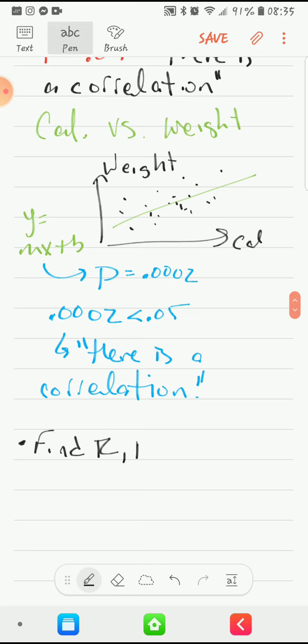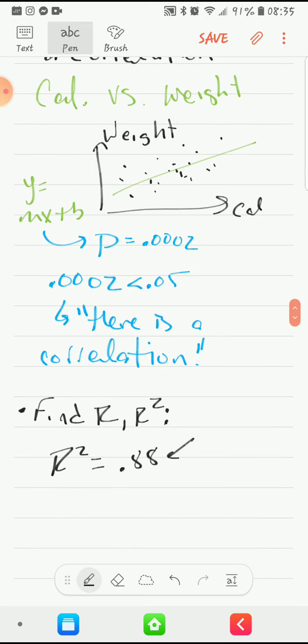R or R squared: let's say you find your R squared. Remember, the bigger the value is, the better off you are, the closer it is to 1. Let's say we find R squared equals like 0.88. As long as it's bigger than 0.85, we can say that they're very strongly correlated. Very strongly correlated.